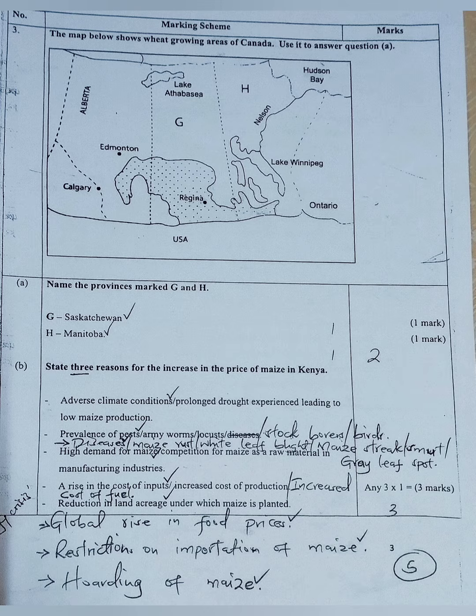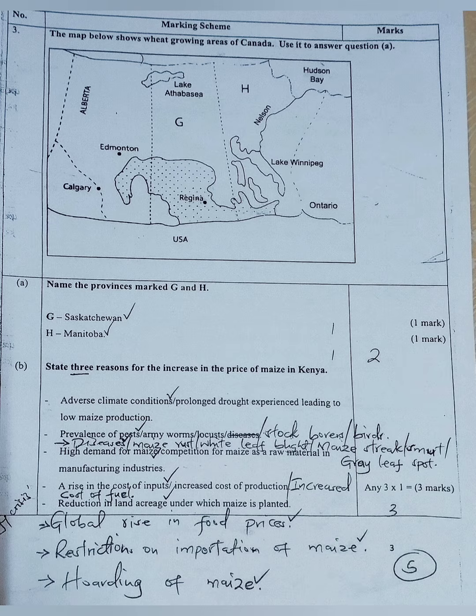Number 3, prevalence of diseases, for example, maize rust, blight, maize streak, smut, leading to low maize production. Once again, when you mention a disease as your answer, then remember to give an example for you to score. Next, high demand for maize or competition for maize as a raw material in manufacturing industries. So we know that whenever demand of a product goes high, the prices go high.